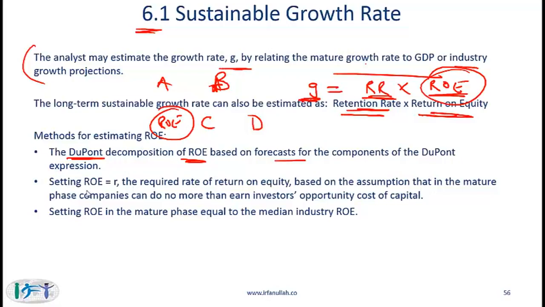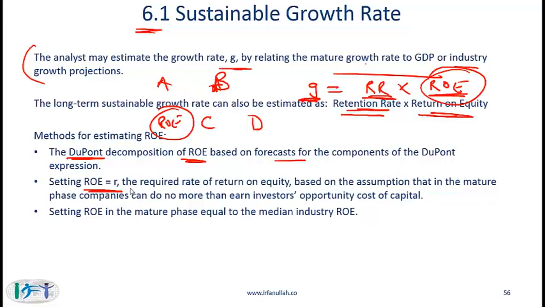You can see this in some textbooks that ROE is equal to r. So this applies to companies that are mature and stable, where we are effectively saying that for a mature company, the return is equal to the cost of equity.